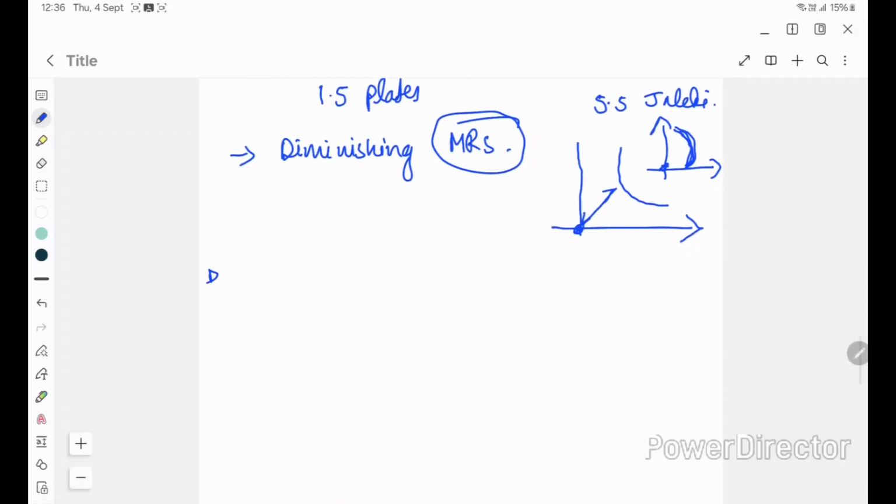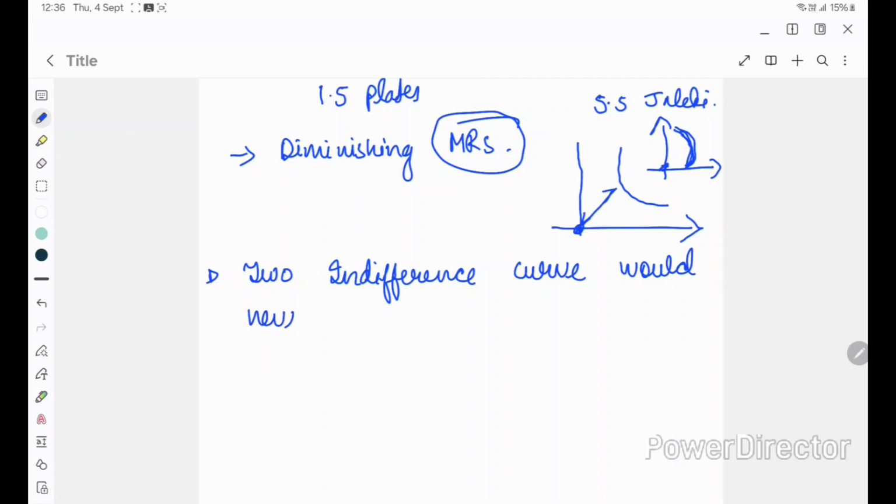So the third property of indifference curves, which is very basic and important at the same time, is that two indifference curves would never intersect each other. Recalling the basic definition of the indifference curve, we know that an indifference curve is a curve which gives us different combinations that yield an equal amount of satisfaction to the consumer.